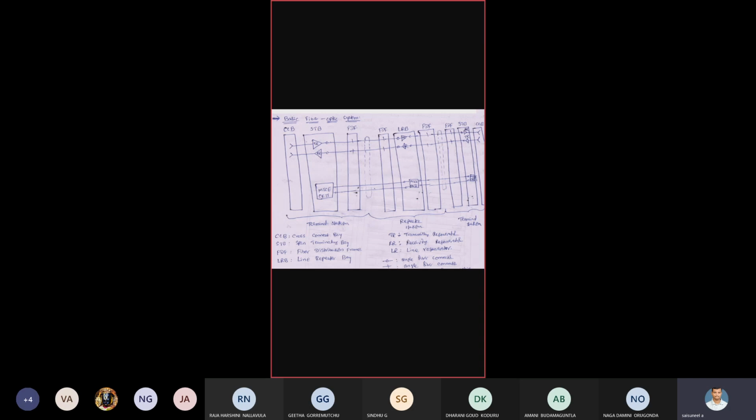The second one is STB, span terminating bay. Span terminating bay is nothing but where all connections terminate. This STB has repeaters, that is the transmitting regenerator, TR, or RR, which is the receiving regenerator. Next is FDF, fiber distribution frame. The fiber distribution frame is nothing but where it ends. Here the first office ends. The final block of the office is the FDF.